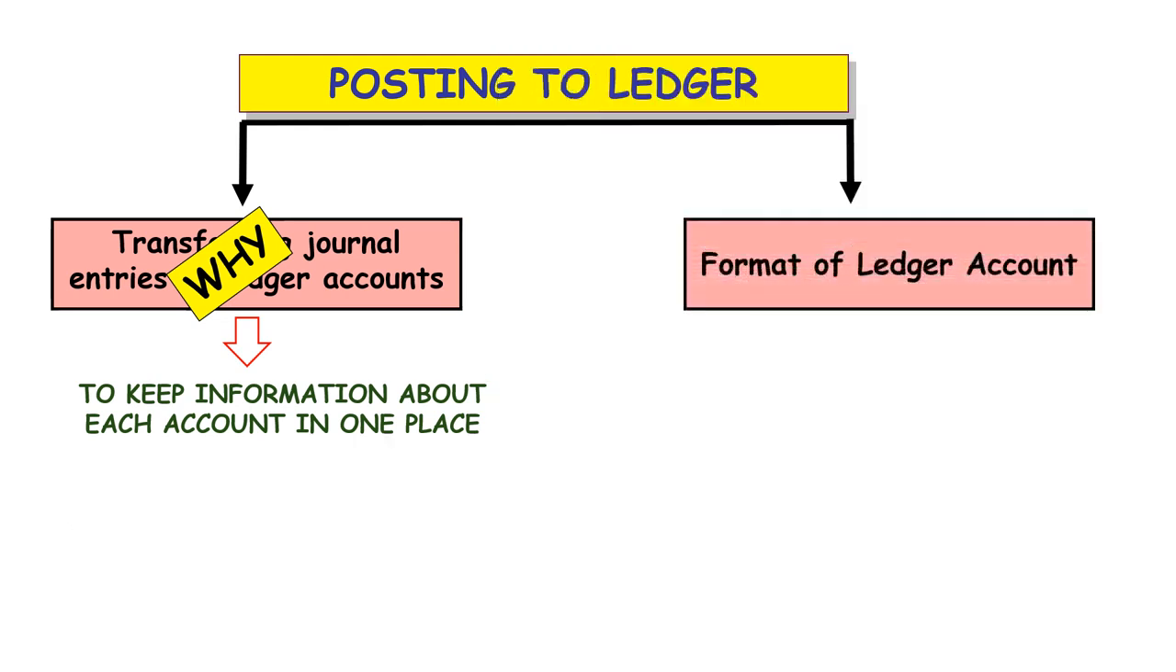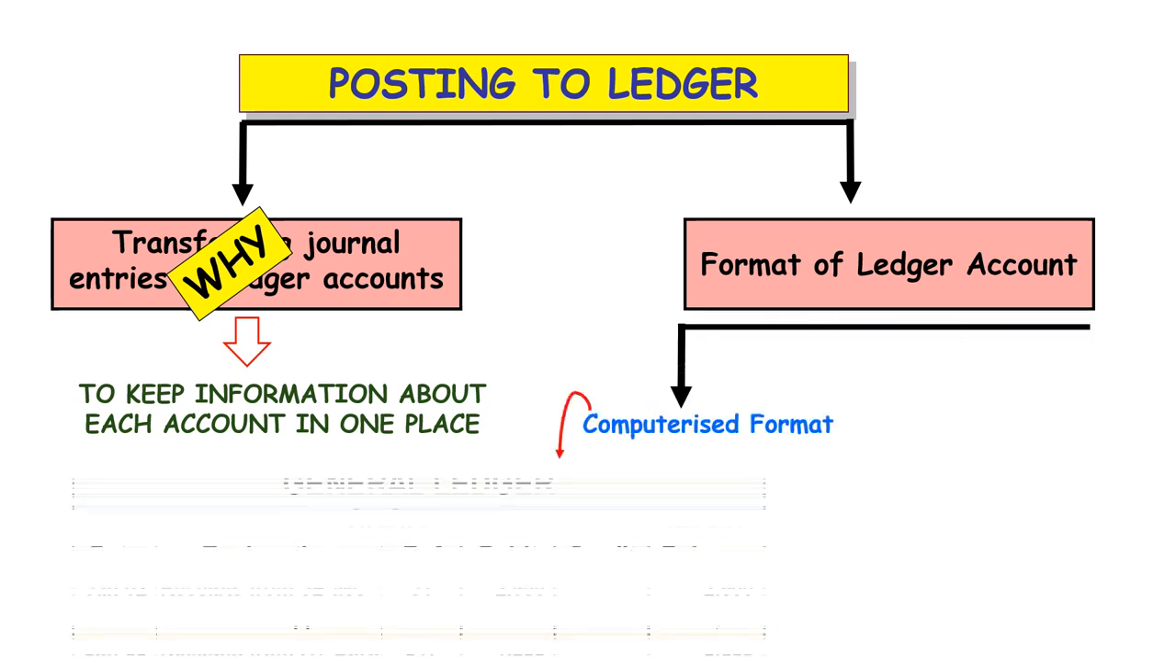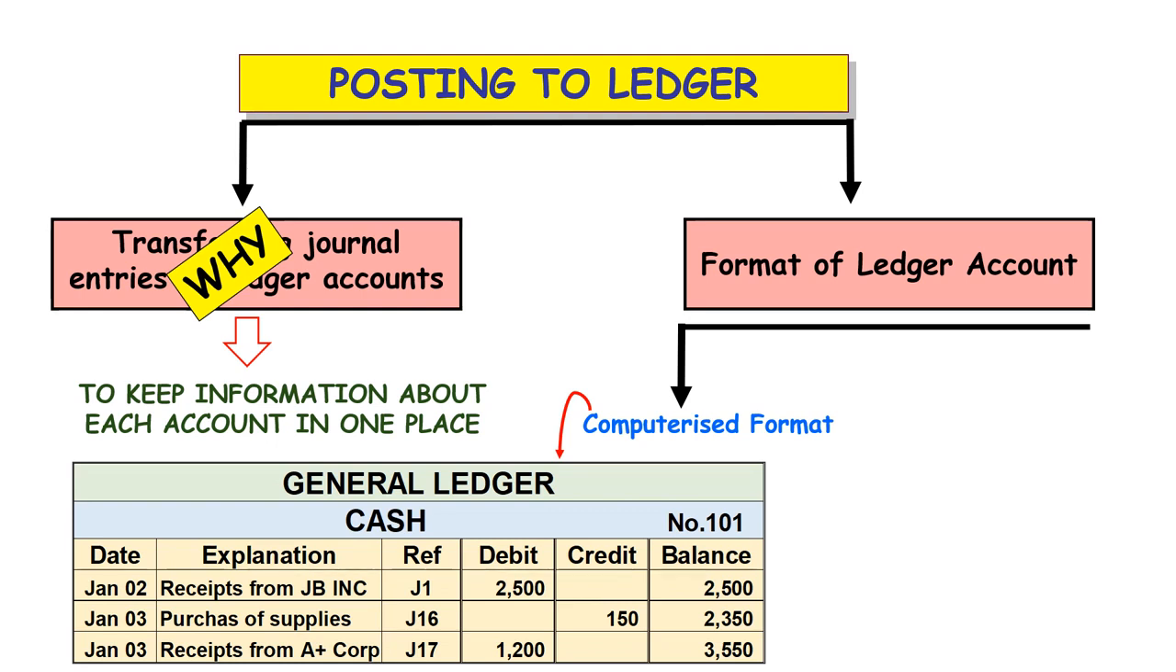Now, what is the format of a ledger account? Well, there could be a computerized format which looks something like this. Here we have a column for dates, a column for explanation, a reference column, a debit and a credit column, and finally a balance column. If you are using computer software such as QuickBooks and you want to see the ledger account for cash, it will look like this. It is different from what is called the T account format.